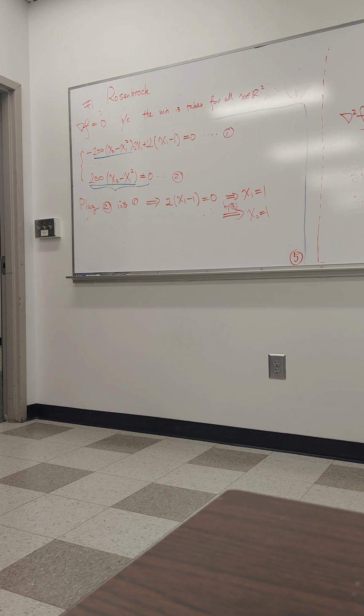And lastly, we take partial x2 twice, so this is partial x2 of what's over there, which is 200 x2 subtract 200 x1 squared. If we take the derivative of this, we'll just get 200.